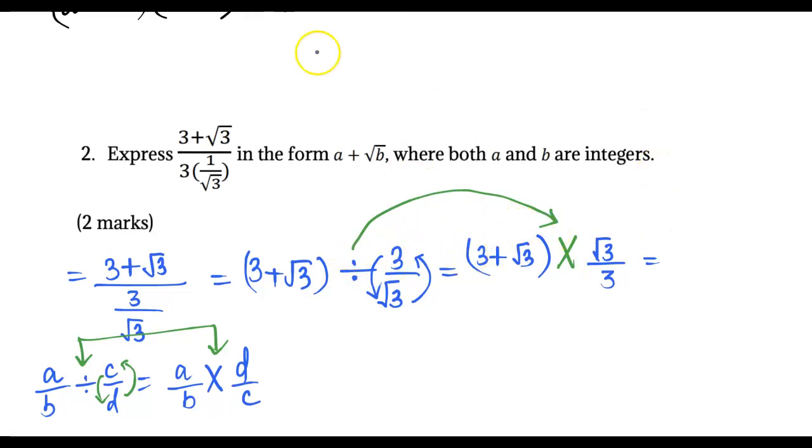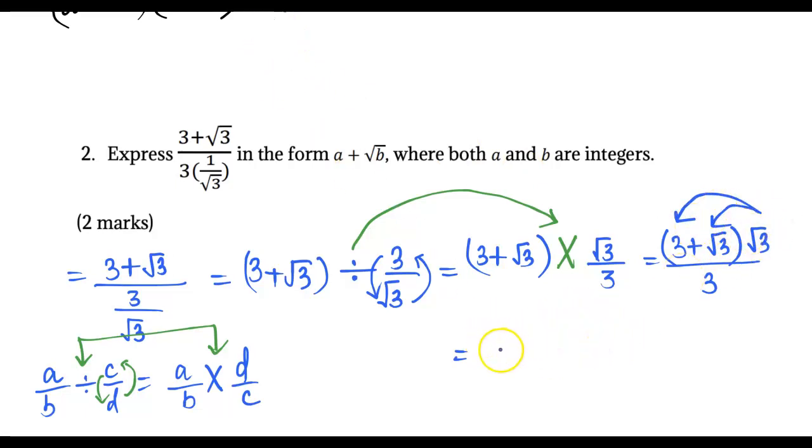Okay, now let's expand. So it is basically 3 plus root 3 outside the bracket, 3 divided by 3. Let's simplify it more. What we need to do is multiply the first term and then the second term. Let's try that. 3 times root 3 is going to be 3 root 3, plus 3 times root 3 will be 3 over 3.